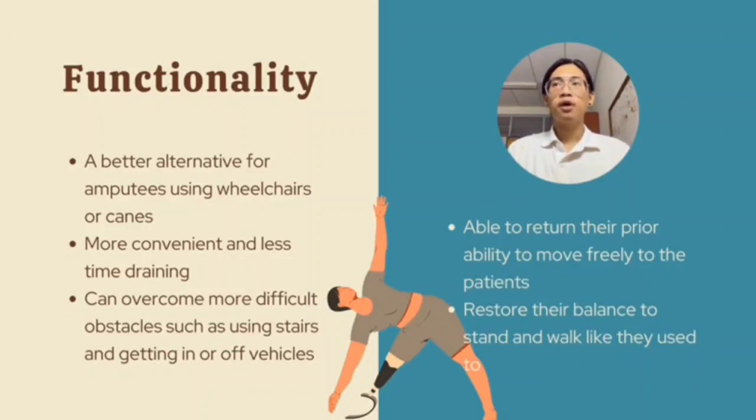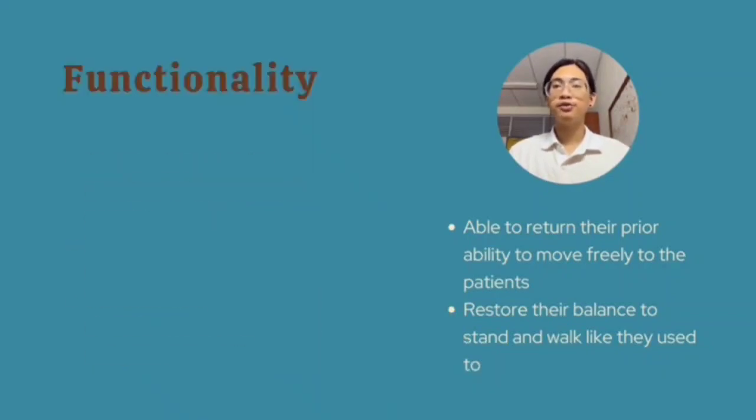The amputees who are using prosthetic legs can overcome more difficult obstacles, such as using the stairs or getting in or off vehicles. Other than that, prosthetic legs are also able to return the prior ability to move freely to the patients. The lower extremity prosthesis also restores the patient's balance to stand or walk or even run like they used to.